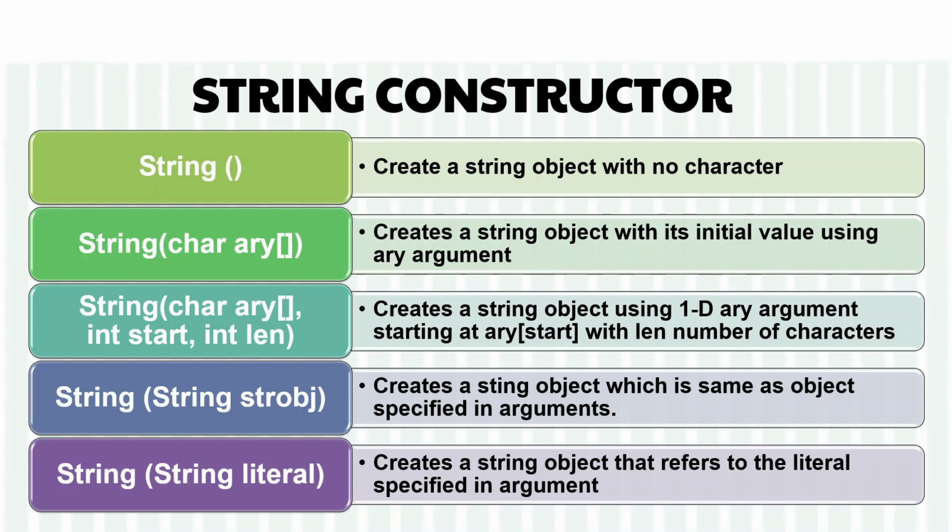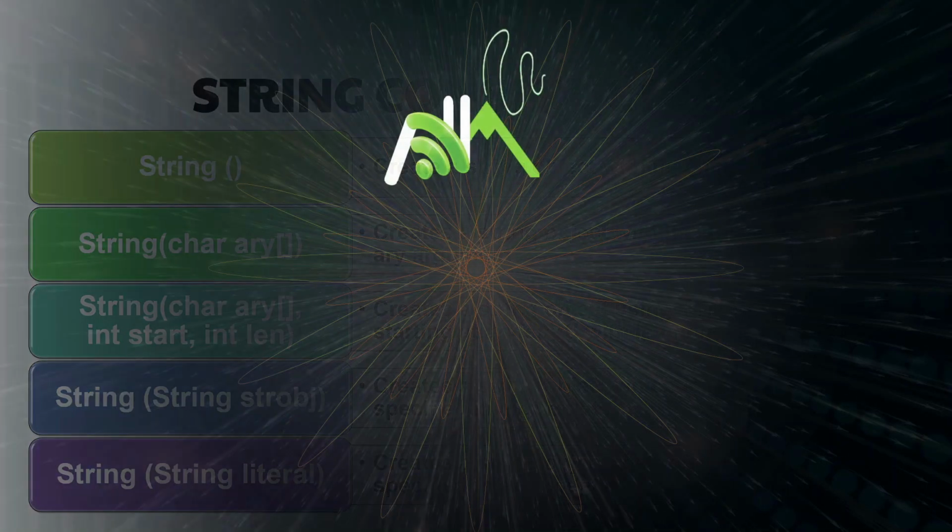Now we will see different constructors to create a string object. Here we have different constructors for different purposes. This type of question is very easy. It looks very difficult, but when we read the question carefully, we can easily answer it. In the question itself we can get the answer. So now we will see different questions related to it.